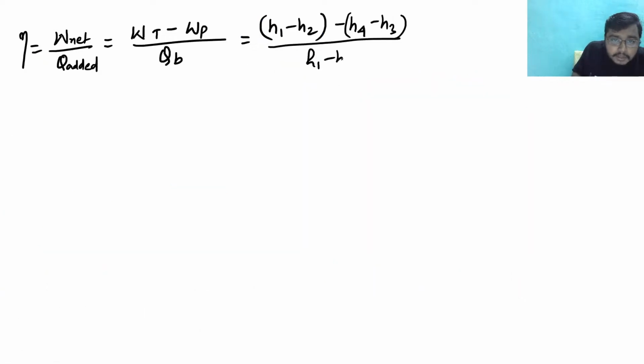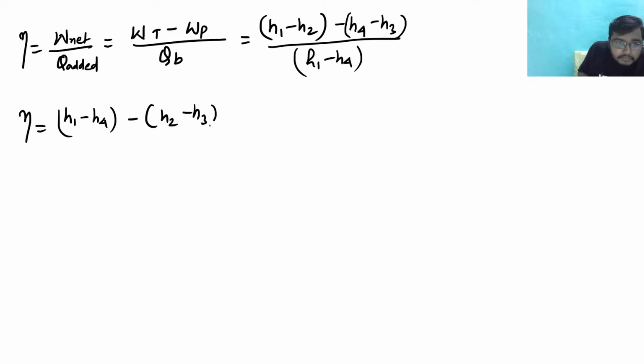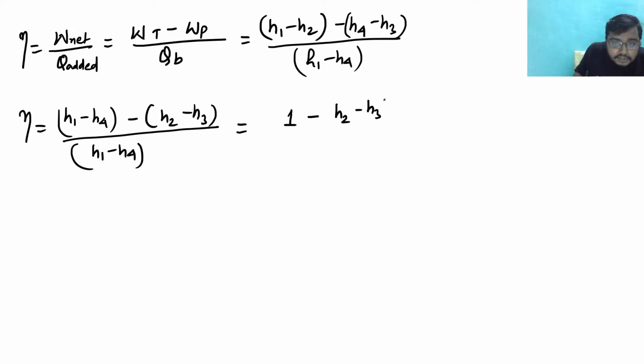H1 minus H4. Now see, if I interchange these things, then I will get H1 minus H4. Okay, now there is minus H2 and plus H3, so I'm writing it as minus H2 minus H3 over H1 minus H4. So if I do this, I will get 1 minus (H2 minus H3) by (H1 minus H4). Okay, now see here.